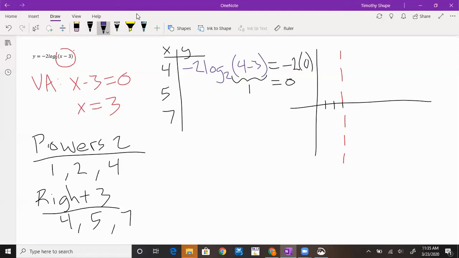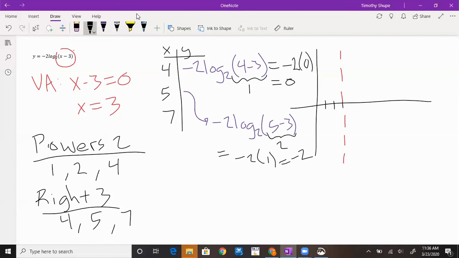For the second one, if I bring this down here for a little bit more room, I've got negative 2 times the log base 2 of 5 minus 3. Well, 5 minus 3 I know is 2, so the inside of this is 2. The log base 2 of 2 is looking for what power of 2 equals 2. Well, that's 1. So this is going to end up being negative 2 times 1, which is negative 2.